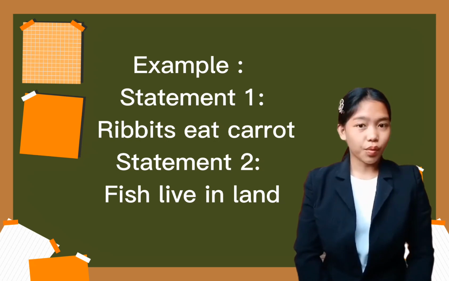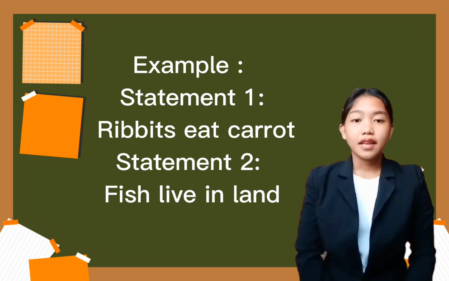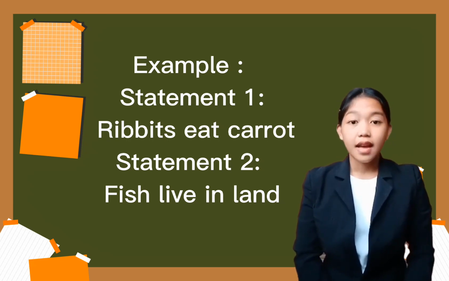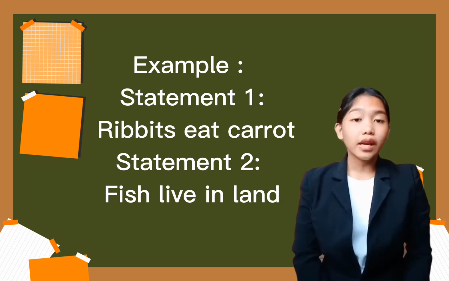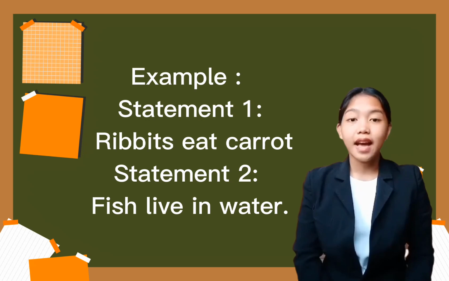Statement number 2. Fish live in land. The underlined word is land. That makes the sentence incorrect because we already know that fish live in water and not in land.